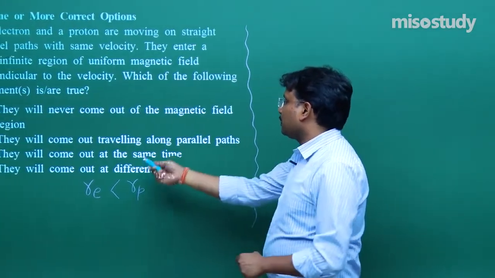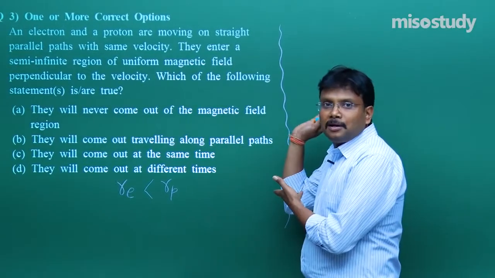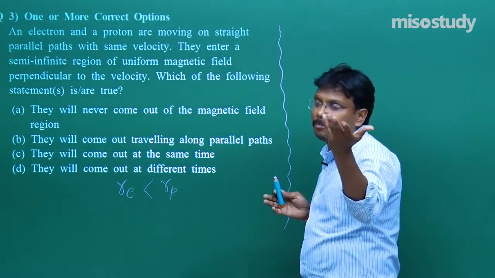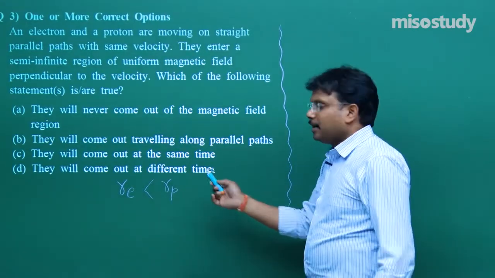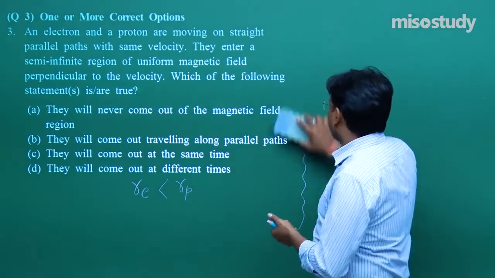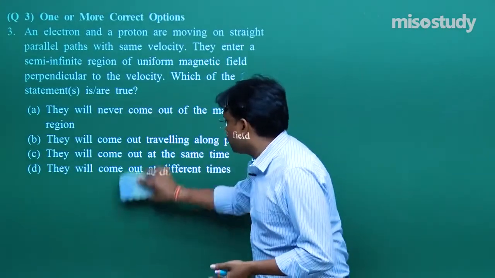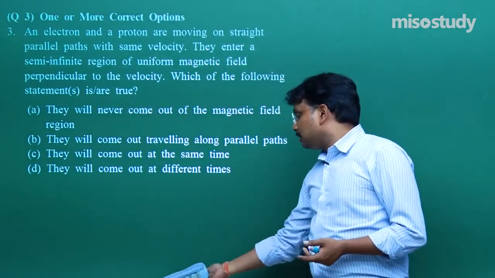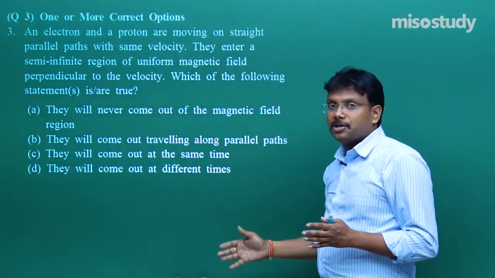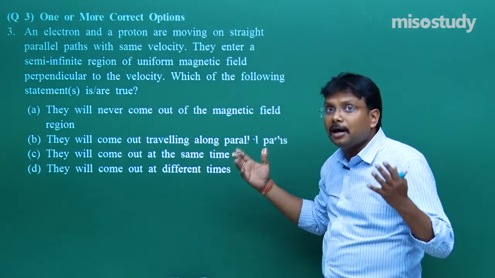They will come out at the same time? No, we just calculated that T of electron is less than T of proton. They will come out at different times. Yes. So, the question is simple, but what did they do? They combined two basic aspects together, and this way they are forcing you to analyze all the given conditions. Fine.